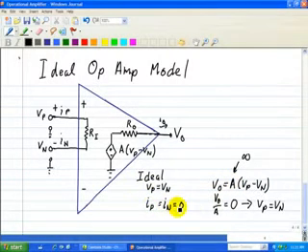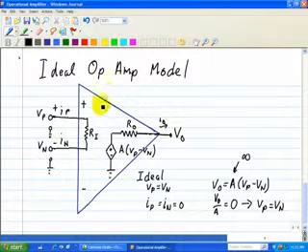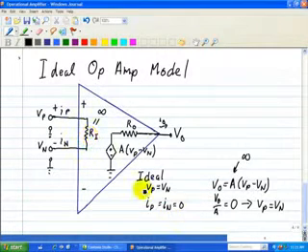Now IP equals IN equals 0 is a result of the input impedance here, denoted as Ri, being a very large number. When this is, let's say in our ideal case, infinite, then IP and IN are equal to 0, since no current can pass through this infinite resistor. So these are two ideal characteristics associated with an op-amp when analyzing a circuit.